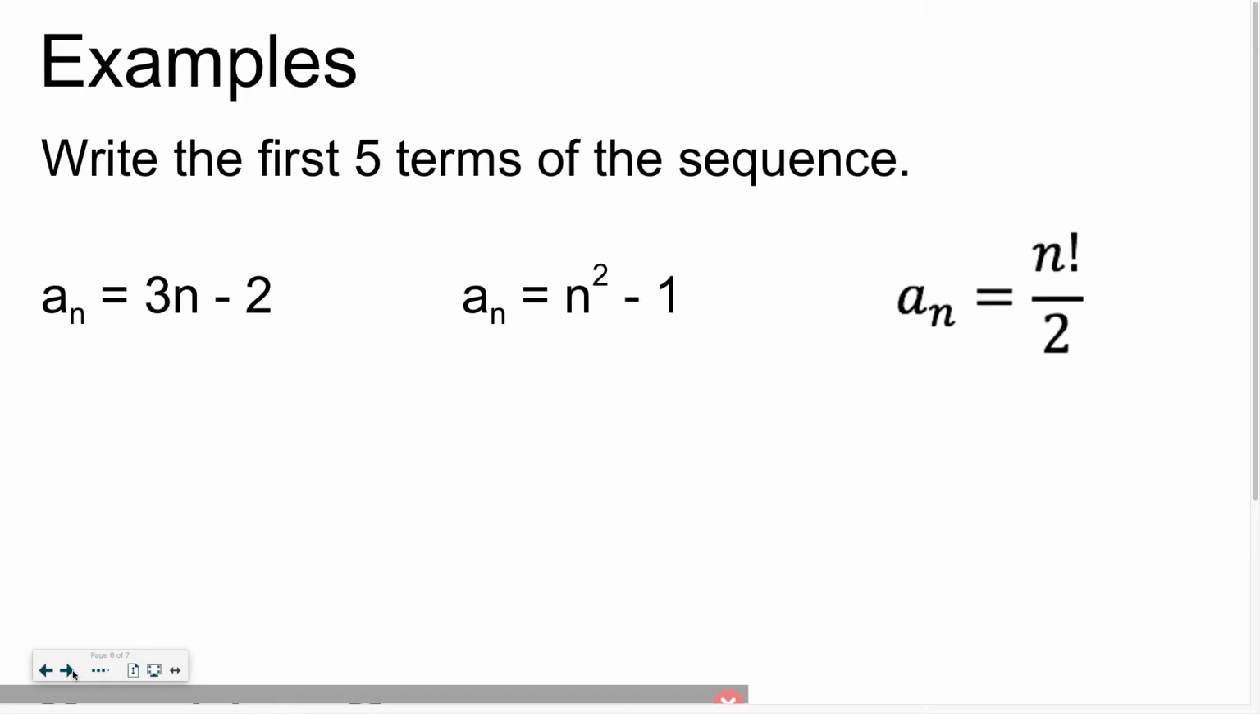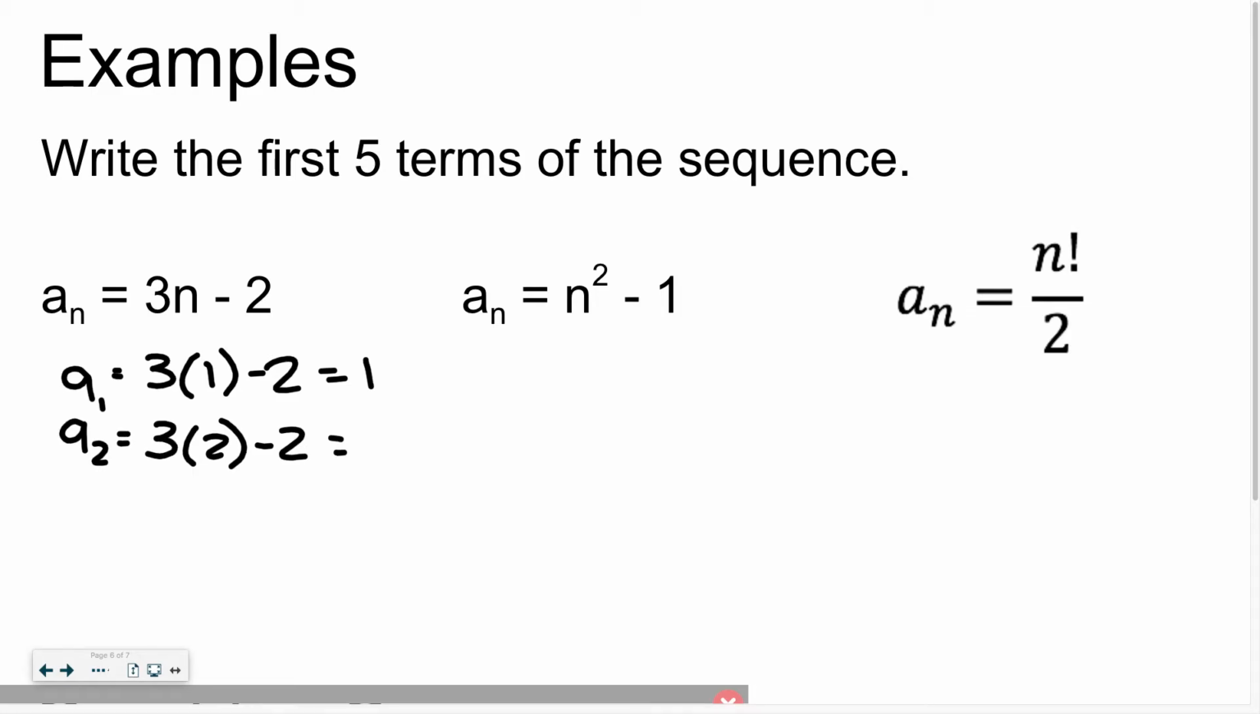So if I wanted a sub 1 here, the first term, I would plug in 1 for n. And the first term is 1. And if I wanted the second term, plug in 2, and the second term is 4. And if I wanted the third term, plug in 3, and I'll get 7. Are you noticing a pattern? It's going up by 3 each time.